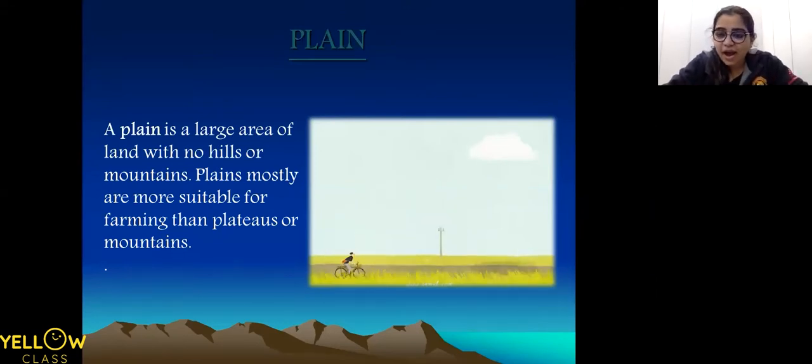So what are we seeing? We are seeing a boy enjoying cycling in the fields. What is it, guys? This is what we call a plain. A very simple thing to understand.